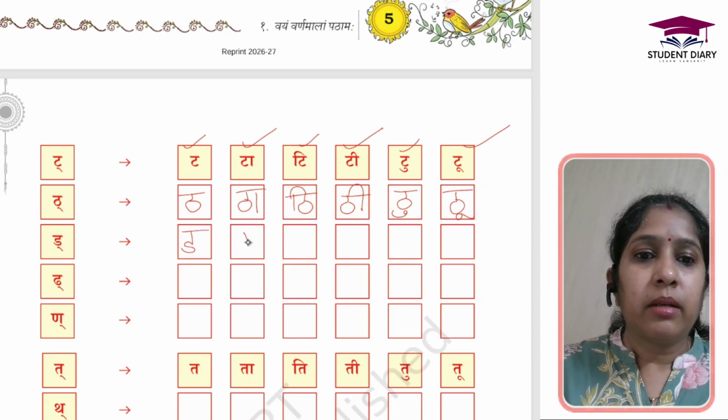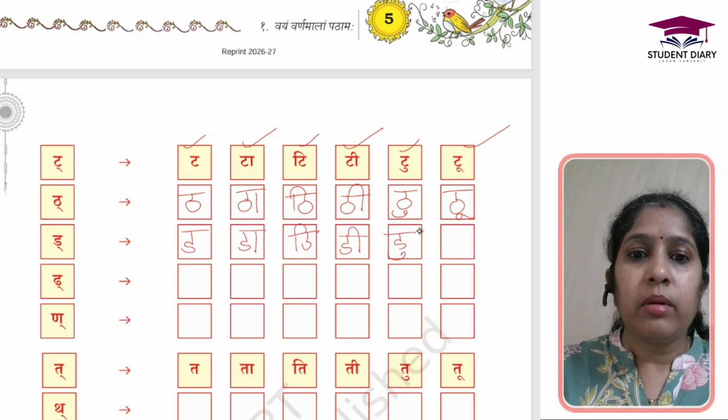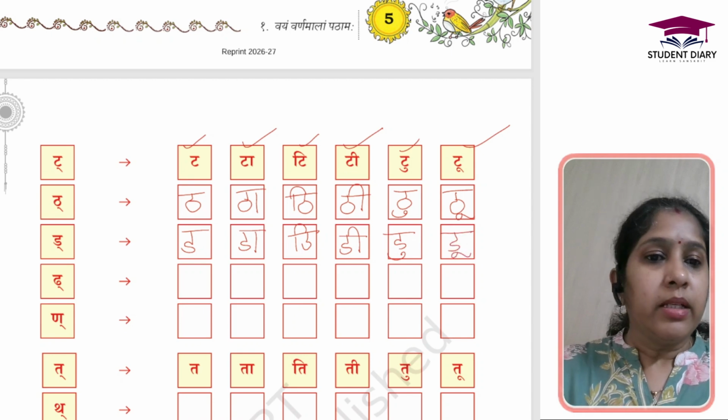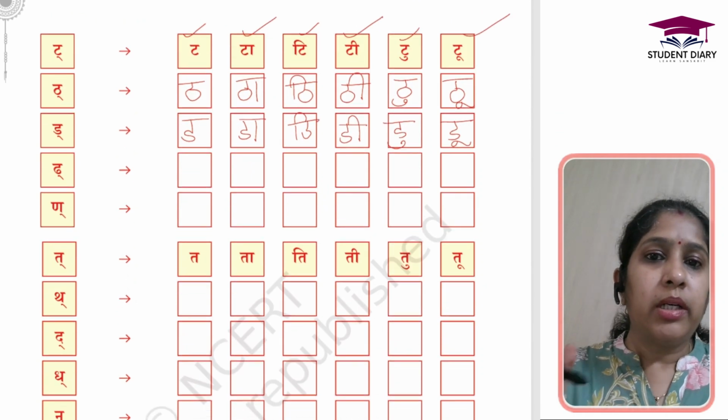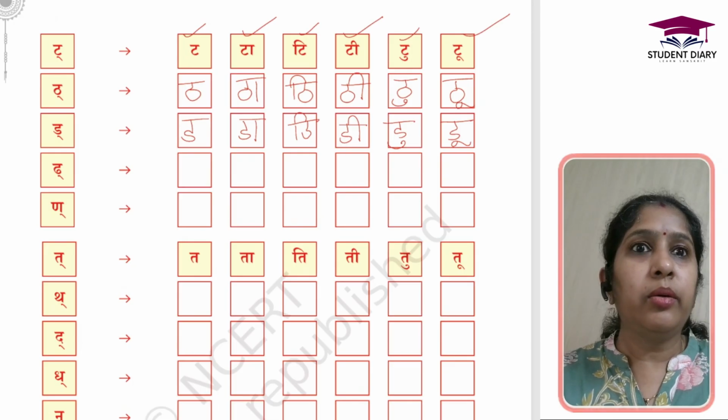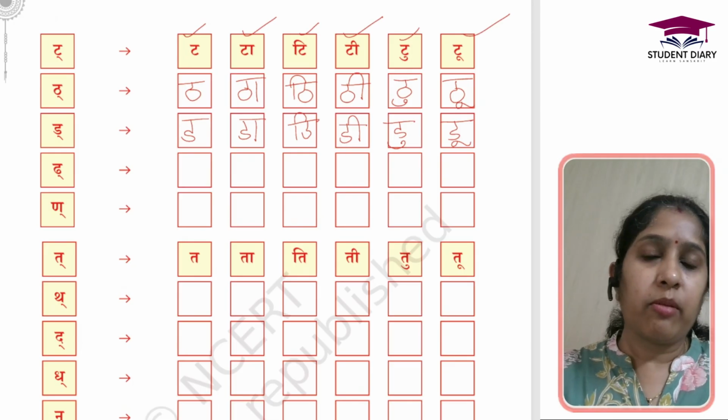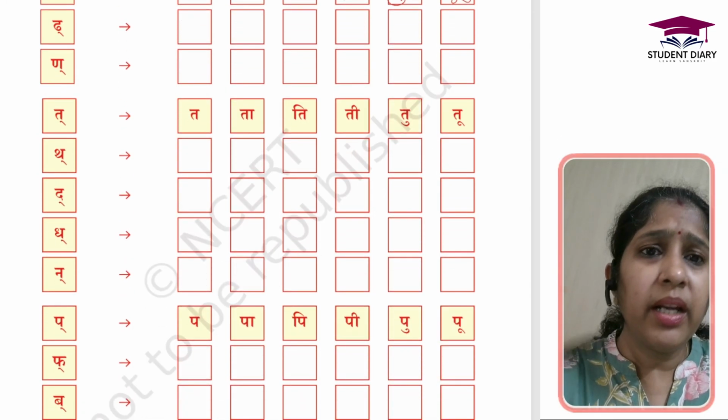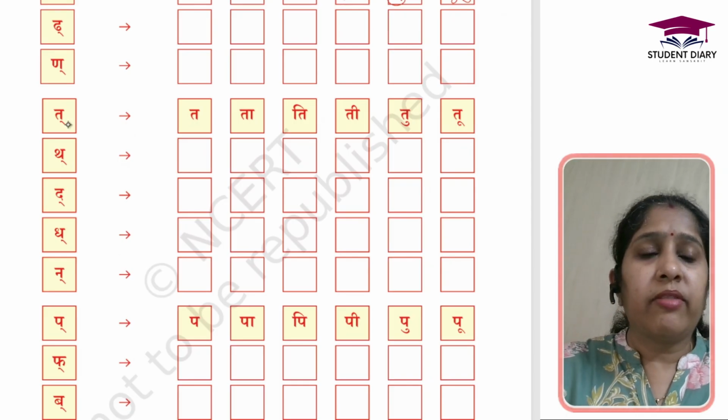Same way it will happen for da. So it is da, daa, di, dee, du, doo. Correct? Same way it will happen for dha. So it's dha, dhaa, dhi, dhee, dhu, dhoo. Correct? And same way it will be for na. Correct? I hope you can cover all these yourself.